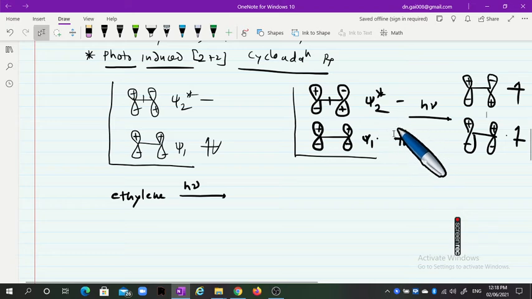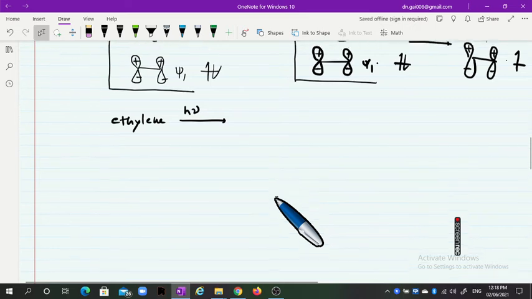Not all the molecules undergo such excitation. Some of the molecules remain in the ground state, and in some ethylene molecules electrons get excited from psi1 to psi2 star, but some ethylene molecules remain at the ground state. No excitation of electrons takes place in some molecules.